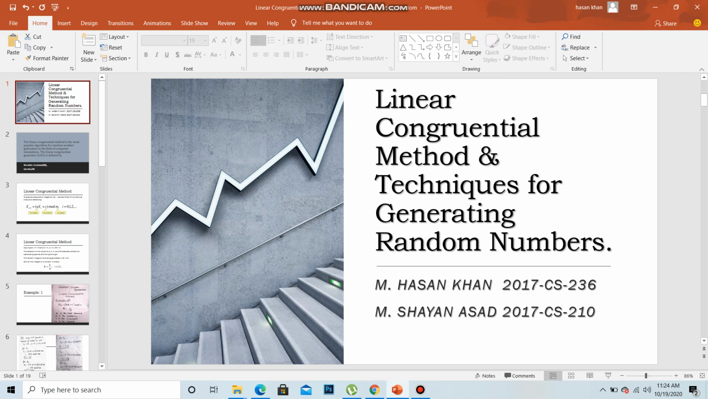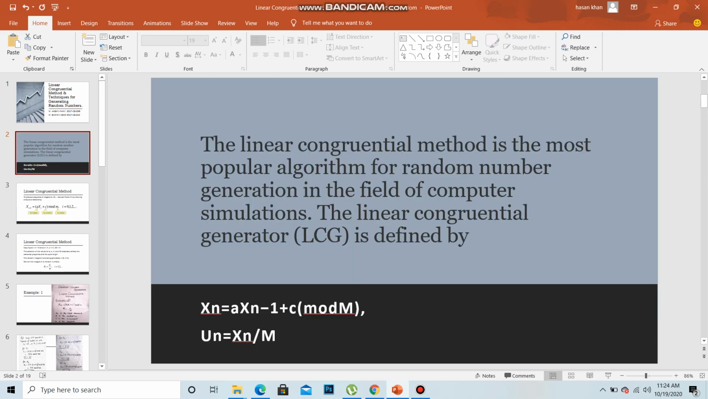The topic we are going to present today is the linear congruential method and other techniques for generating random numbers. Starting with the linear congruential method, it is the most popular algorithm for random number generation in the field of computer simulation. As defined here, the formula given is Xn = (a Xn-1 + c) mod m.